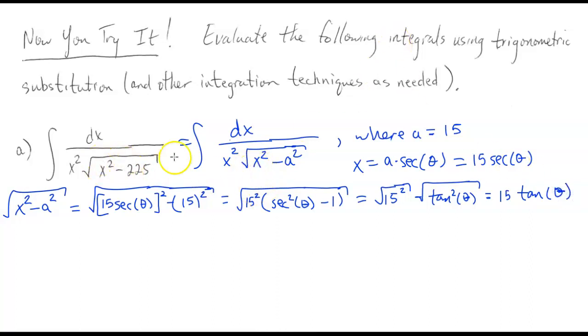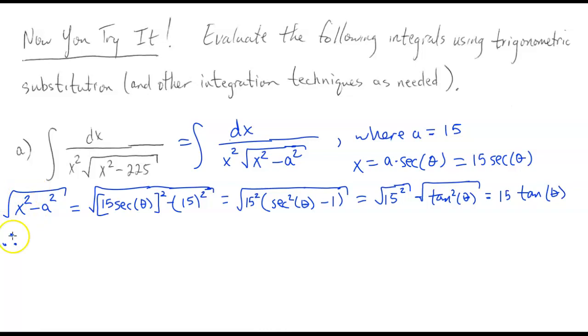So what we're seeing here, this square root of x squared minus a squared, if we use this substitution of x equals 15 secant theta, then that expression in the denominator just ends up being 15 times tangent theta. And so now that we have that, we're going to have to fill in everything else. In other words, we need to figure out what x squared will be, and we also need to know what dx is going to be.